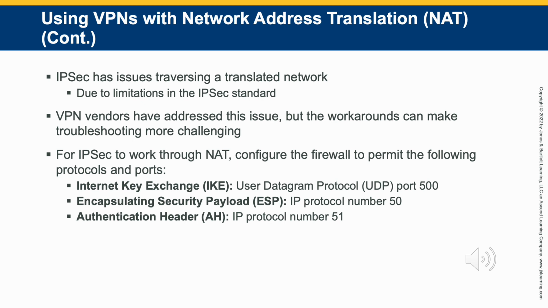IPsec has issues traversing a translated network due to limitations in the IPsec standard. VPN vendors have addressed this issue, but the workarounds can make troubleshooting more challenging. For IPsec to work through NAT, configure the firewall to permit the following protocols and ports: IKE using UDP port 500, ESP IP protocol number 50, and AH IP protocol number 51.